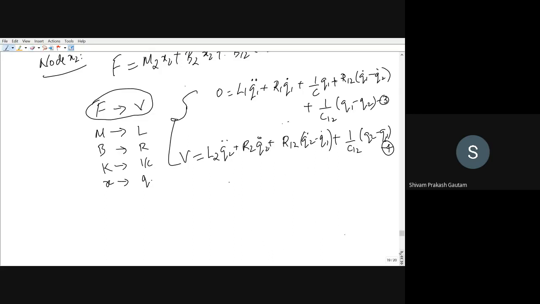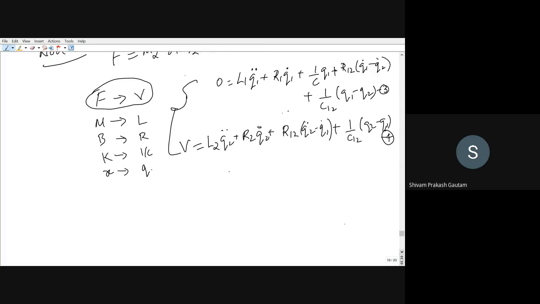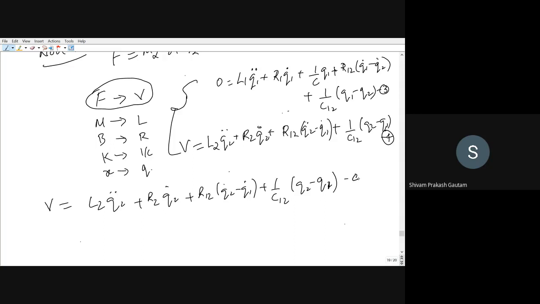What we are doing is the force voltage analogy. So let me write the equation here again. Voltage is equal to L2 Q2 double dot plus R2 Q2 single dot plus R12 (Q2 dot minus Q1 dot) plus 1 by C12 (Q2 minus Q1). This is equation number 4.